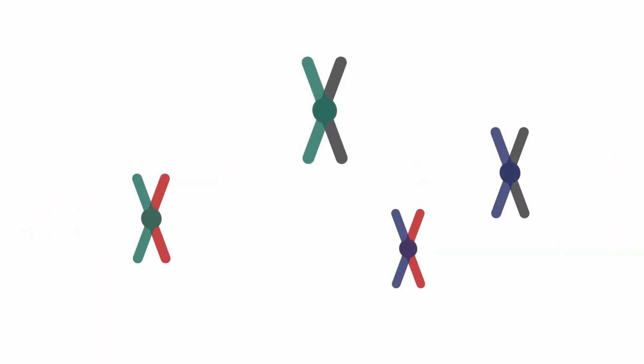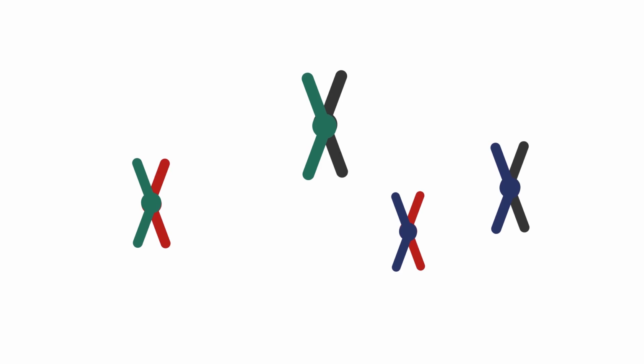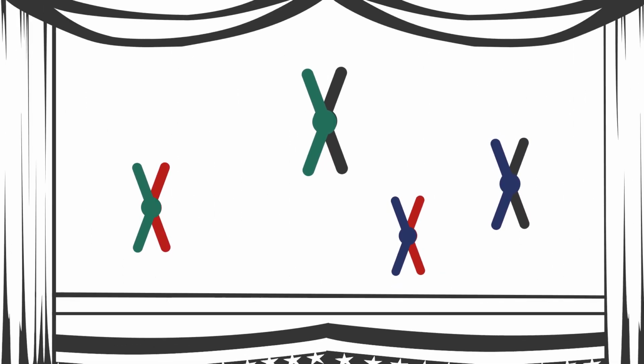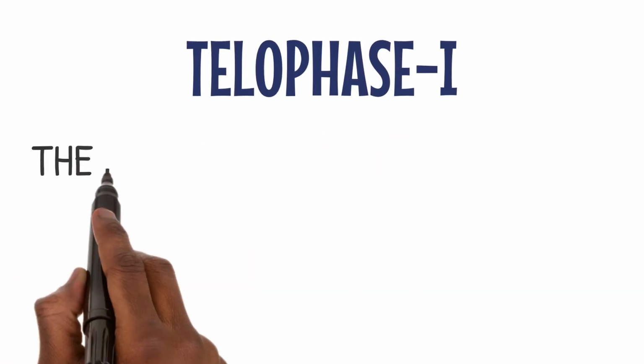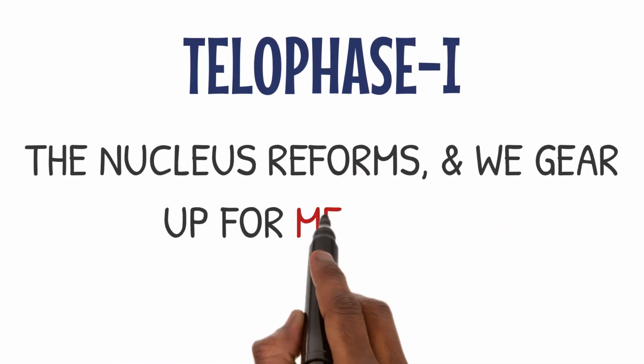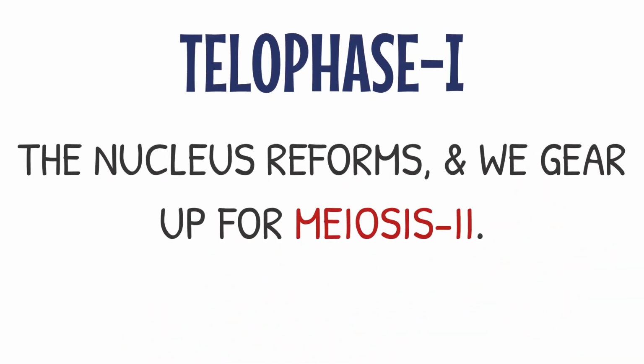event. Anaphase 1 sets the chromosomes free, as they race to separate and embark on different paths, like contestants in a genetic competition. In telophase 1, the cells take a breather and prepare for round 2. The nucleus reforms, and we gear up for meiosis 2.